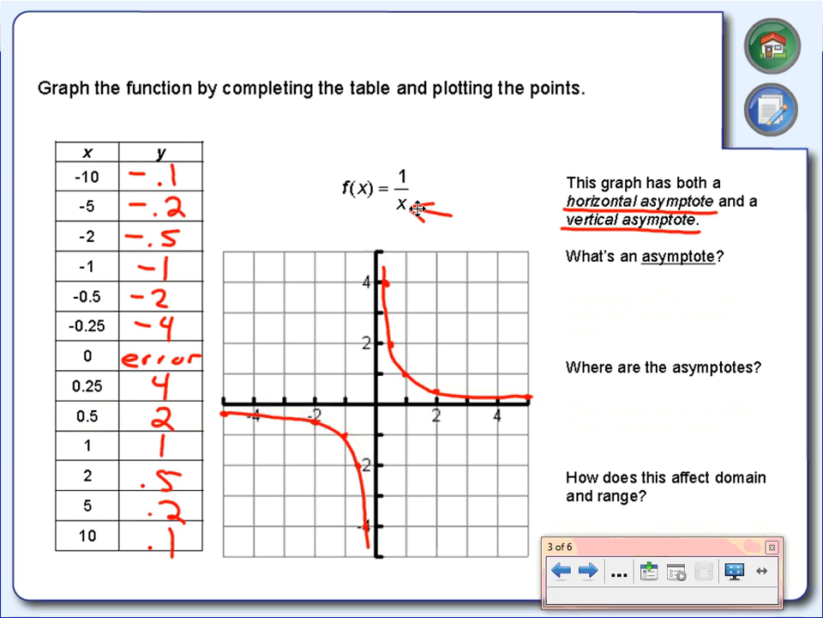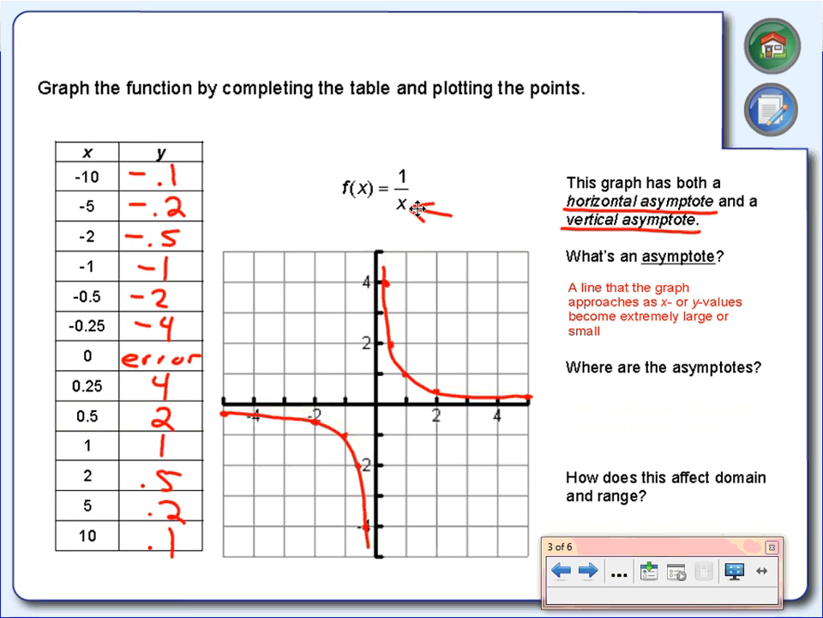So the question is, what the heck is an asymptote? Anybody know what an asymptote is? You ever heard that before? No? All right, so here's what it is. An asymptote is a line, first of all. It's a line that the graph approaches. In other words, it's a line that we're going to get really, really close to, but we never actually touch that line.